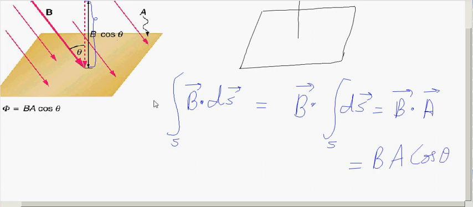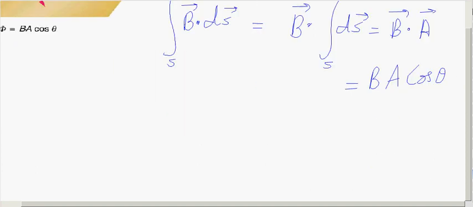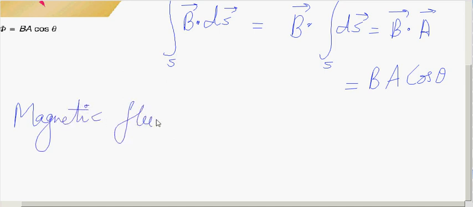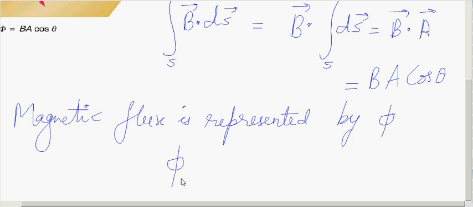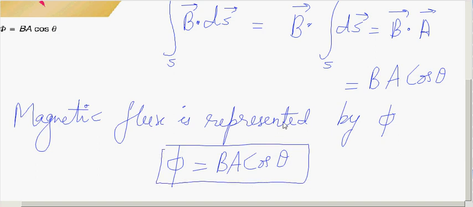This is magnetic flux. Now the magnetic flux is represented by phi. Magnetic flux is symbolically represented by phi. Therefore we have phi is BA cos theta. Phi is BA cos theta, and its SI unit is Weber.